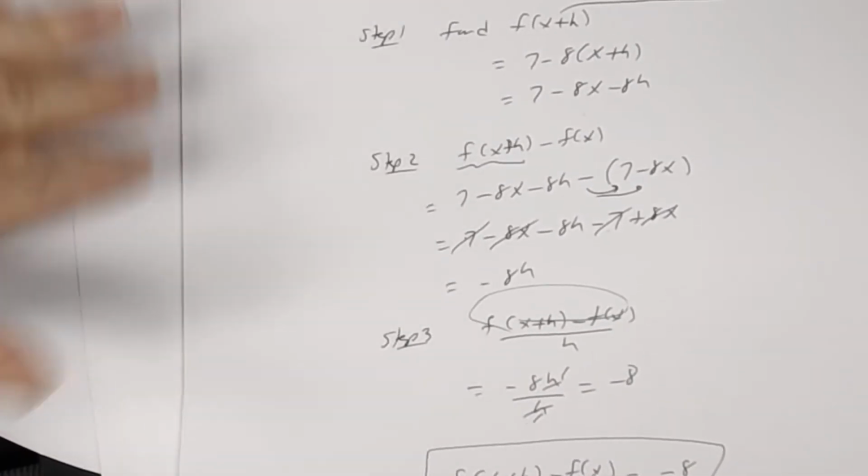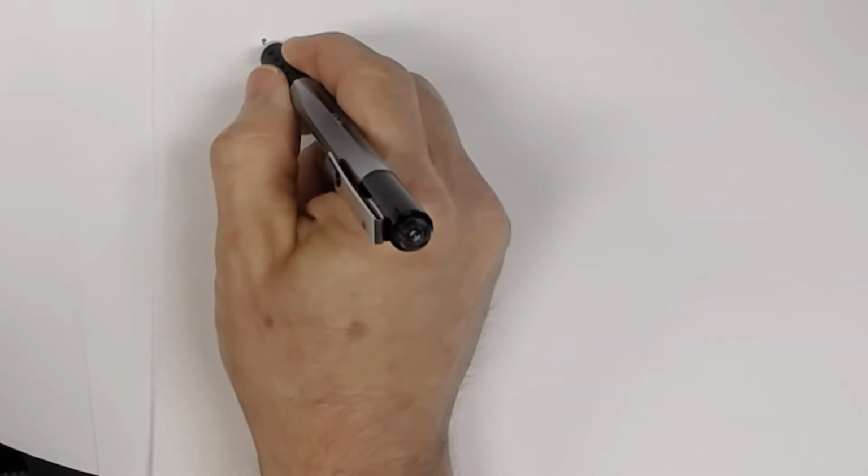Now, those are the steps. So you can do the same steps with a quadratic. Now the quadratic will be a little bit more involved because it's a quadratic. It's not a linear.